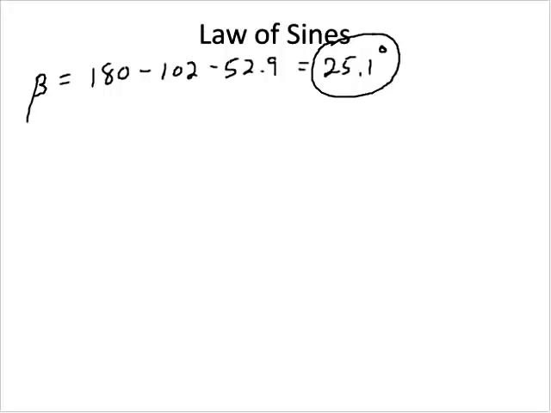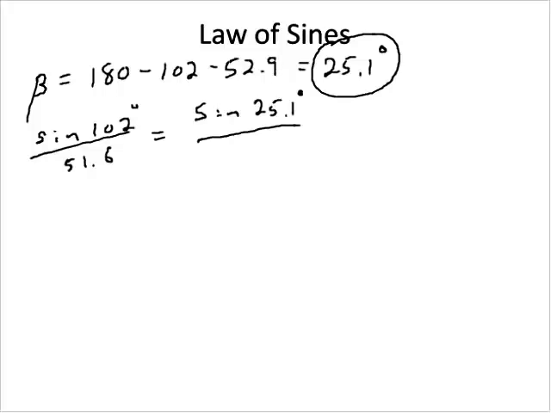I was given two of the sides, but I need the other side. I need side B. So here's what I'll do. I'll use the law of sines a second time. I can't use a Pythagorean theorem because it's not a right triangle. So I'll say the sine of 102 degrees divided by that length of the side opposite that, 51.6, should be equal to the sine of beta, because I just found that out, 25.1 degrees, divided by the length of the side opposite that, we'll just call it B.